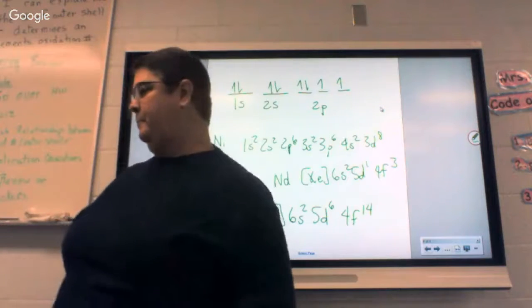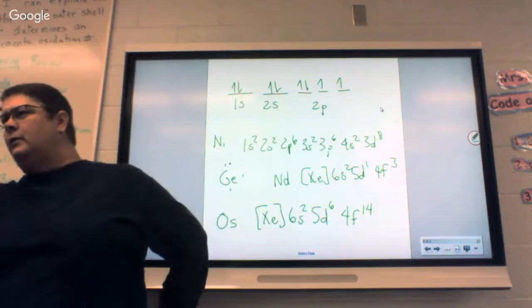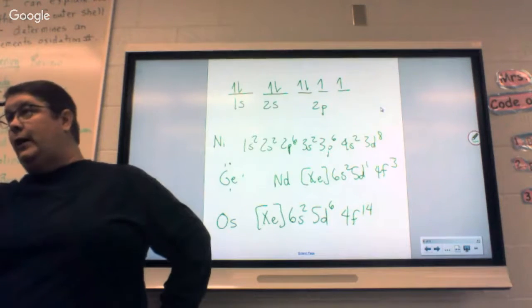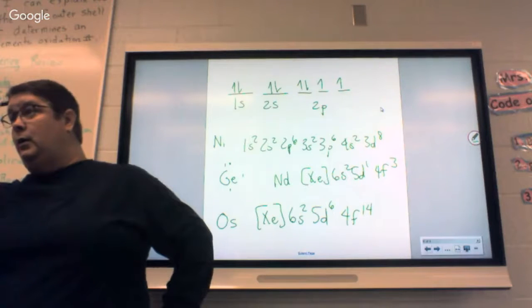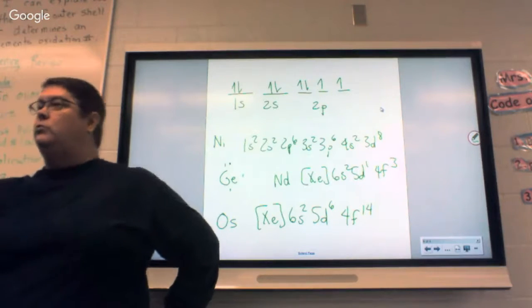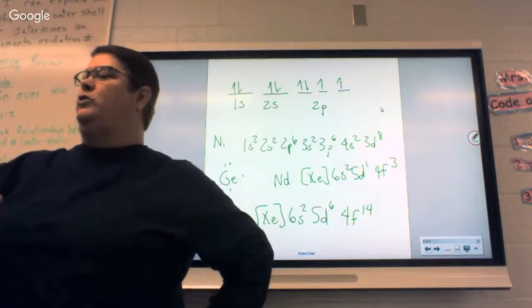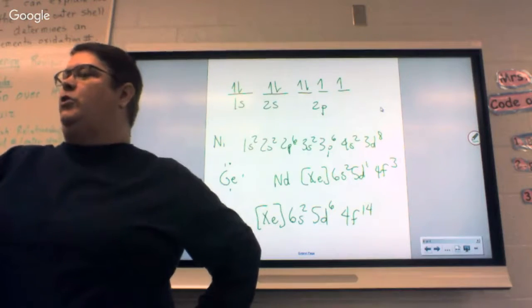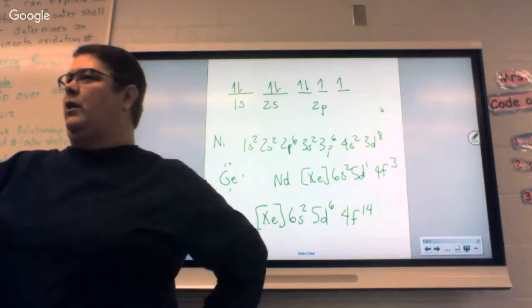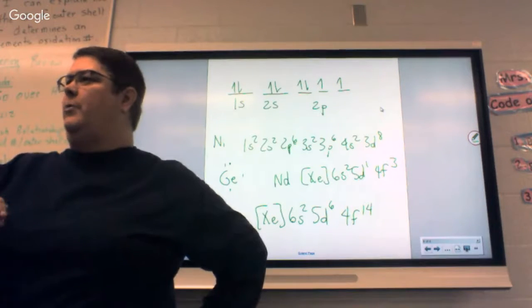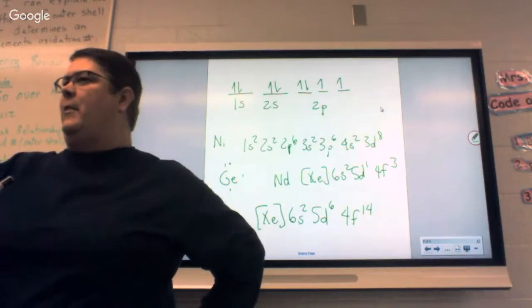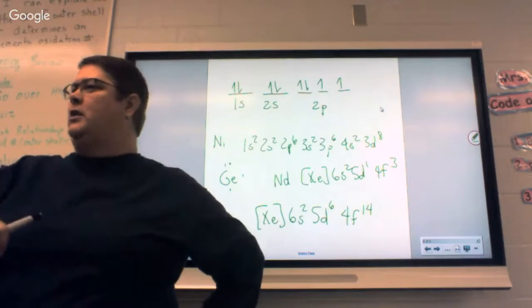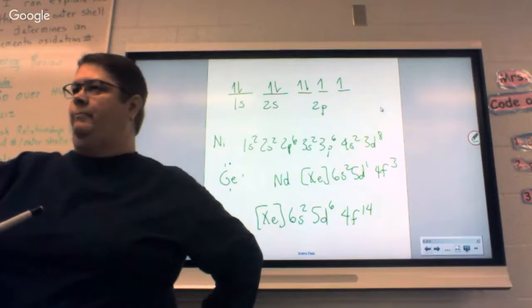Yes, ma'am. Why did I what? Oh, because you're using the atomic mass. You always use the atomic number. Okay? Anytime you do anything with electron configurations, you're always using the atomic number, never the mass. The mass is the protons and the neutrons. We never use the neutrons.